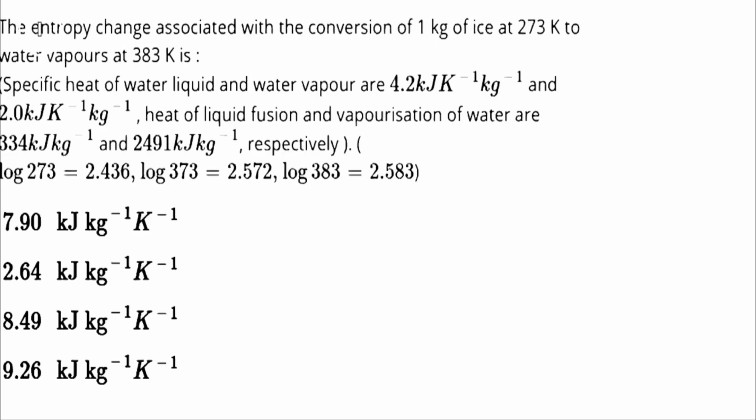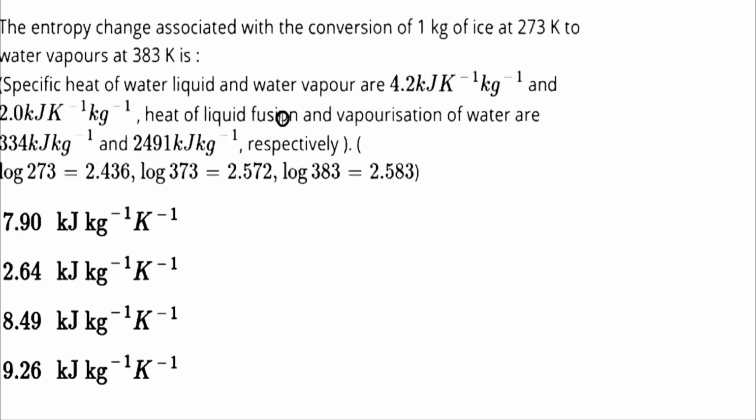Hello students, let's start the question. The entropy change associated with the conversion of 1 kilogram of ice at 273 Kelvin to water vapors at 383 Kelvin is. So we have been given a lot of data over here. Specific heat of water and water vapor, that means water liquid and water vapor, is respectively 4.2 kilojoules per Kelvin per kilogram and 2 kilojoules per Kelvin per kilogram respectively.